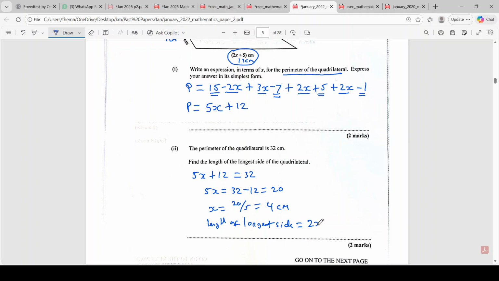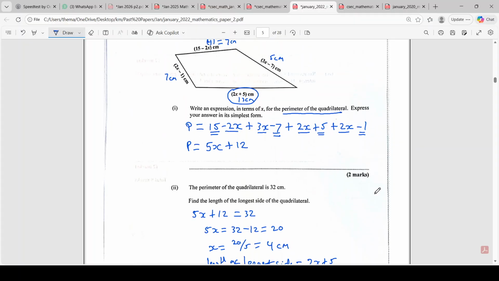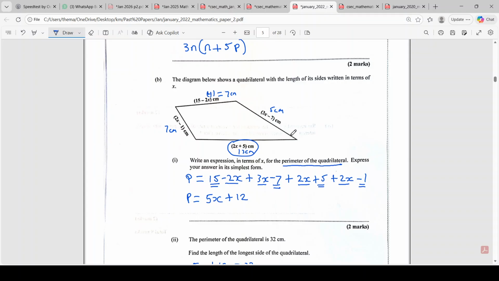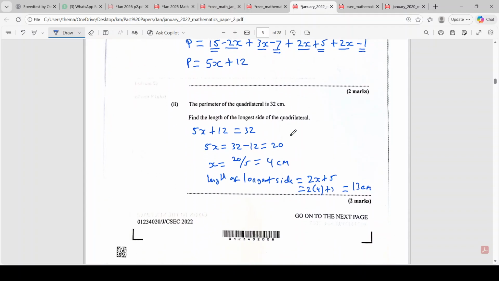Is equal to 2x plus 5, which is 2 by 4 plus 5, which is equal to 15 centimeters. Right, when you're doing these questions, do not assume, don't watch the diagram and say this looking like the longest side, so this has to be the longest side, right? Never assume that. Always put in your numbers and verify. Right, so we do 2, 4, 6.